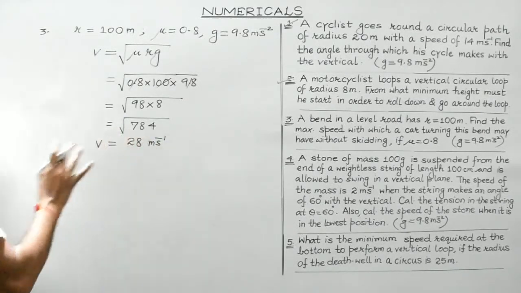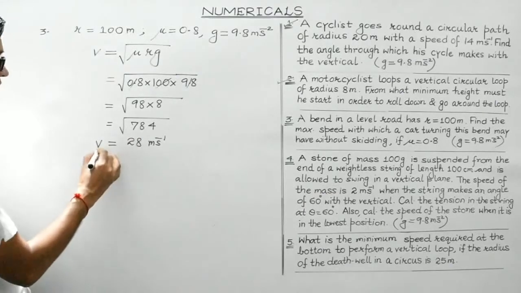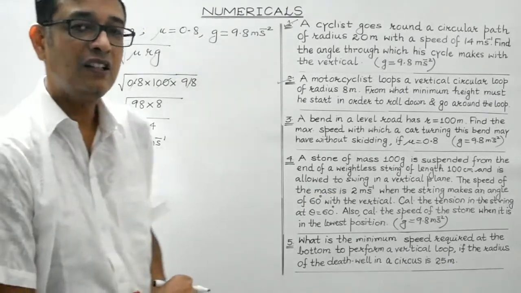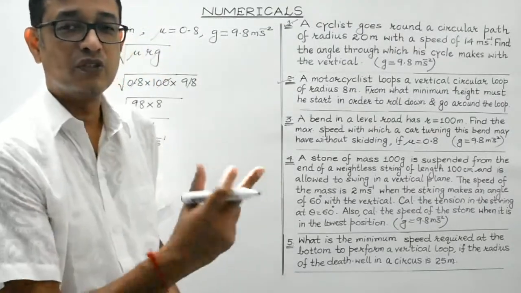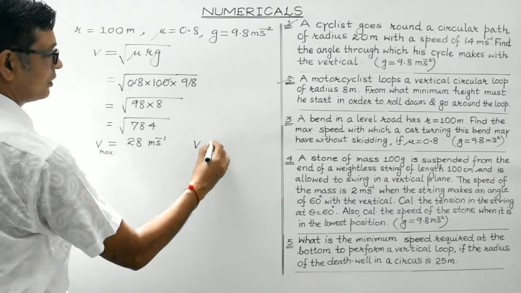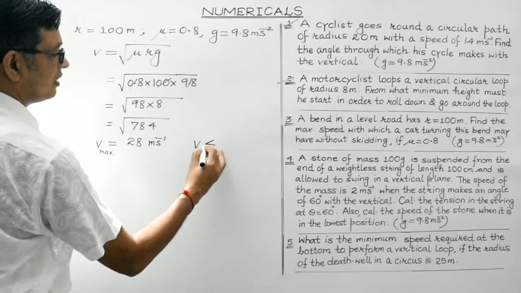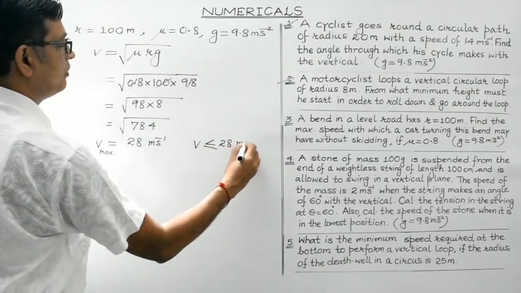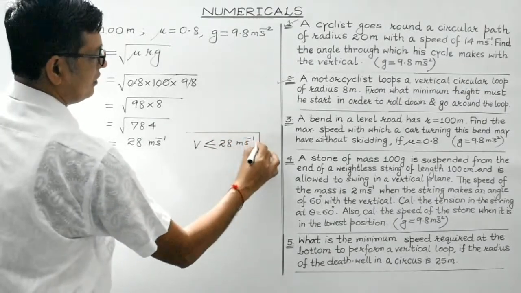So actually this is the maximum velocity with which the vehicle can execute the circular turn without skidding. It can be written in this particular manner: v less than or equal to 28 meter per second, right?